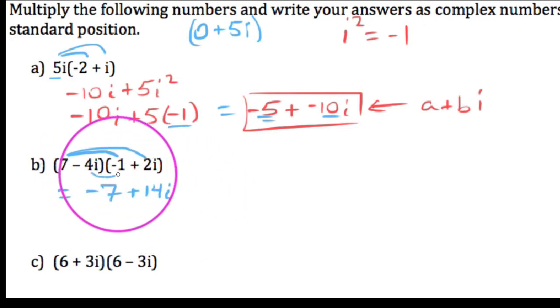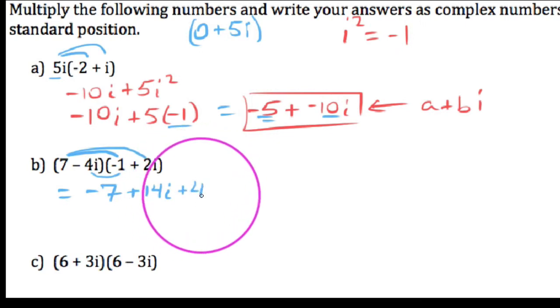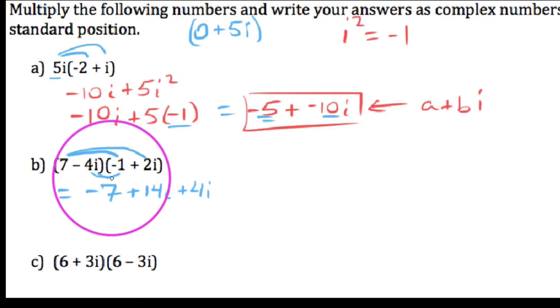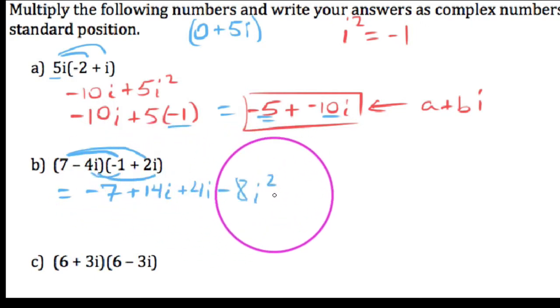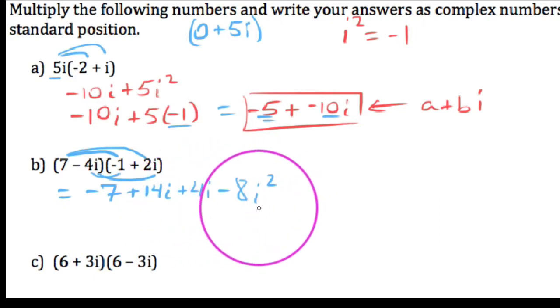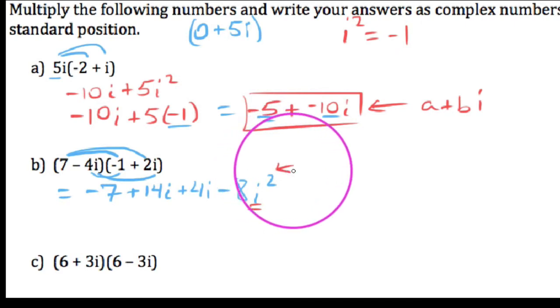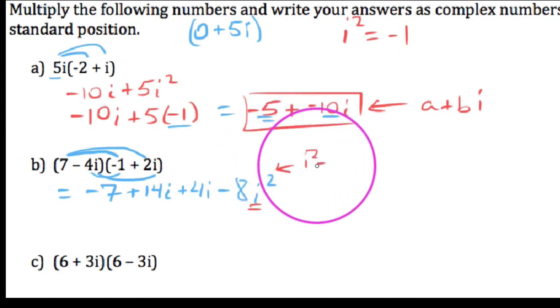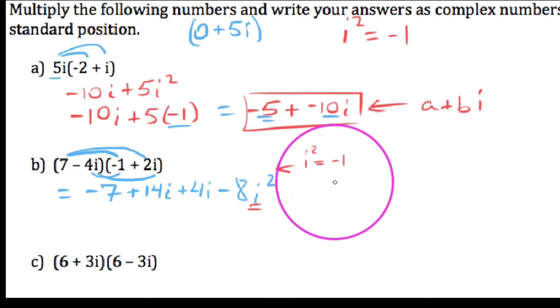Then negative 4i times a negative 1 is positive 4i. And negative 4i times a positive 2i is negative 8i squared. So a couple things we have to do here. We want to simplify this, and I notice that I've got an i squared again. So when we rewrite this, I squared, we're going to rewrite that as negative 1.